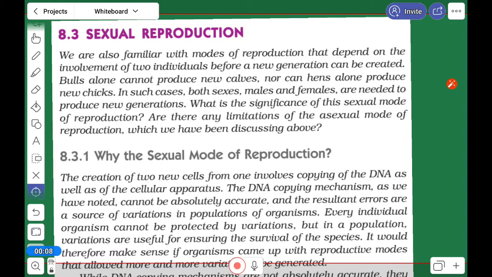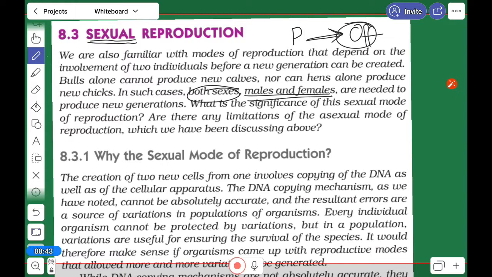Welcome to Bio class. Today we will discuss sexual reproduction. In asexual reproduction, we saw that there was a single parent. It means that from one parent, that individual, the offspring will be born. But in sexual reproduction, I think you know that both the male and the female, both sexes, are required to produce the new generation. So sexual reproduction means that both sexes, male and female, are needed to produce a new generation. This is not difficult to understand.